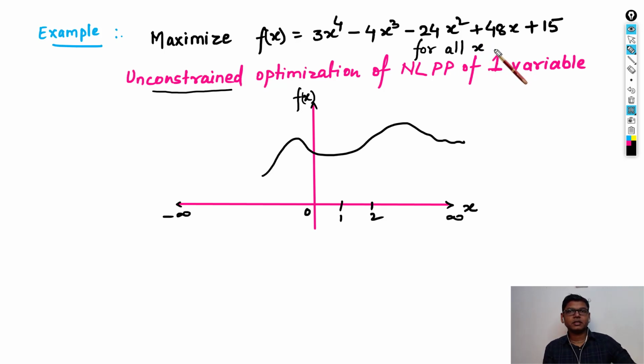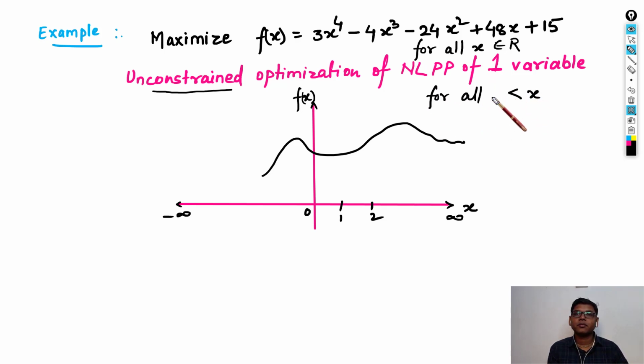Like this it may also be written: x belongs to the real numbers, for all x real number. This is also an unconstrained optimization because x is a real number. A real number can be on the number line, from minus infinity to infinity. Or it may be written for all x lying between minus infinity and infinity. These two give the same indication that x is unconstrained, varying from minus infinity to infinity, meaning there is no restriction on x.